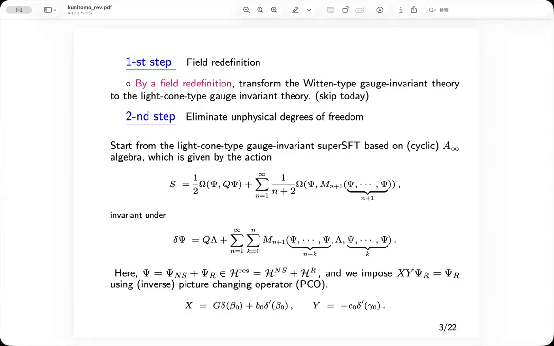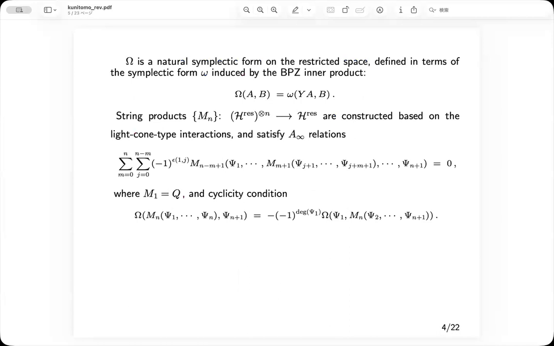But on this Ramond space, for the Ramond field, we further impose this constraint using the picture changing operators X and Y. XY is a projection. And this omega is a natural symplectic form on this restricted space, defined in terms of the symplectic form omega induced by the BPZ inner product in the Hilbert space, inserting the inverse picture changing operator.